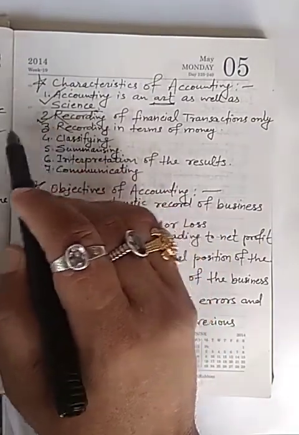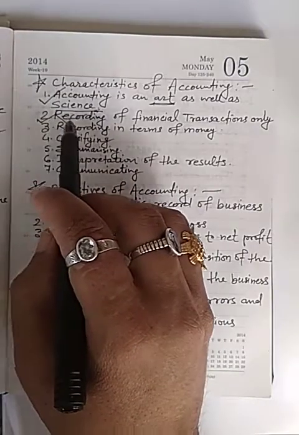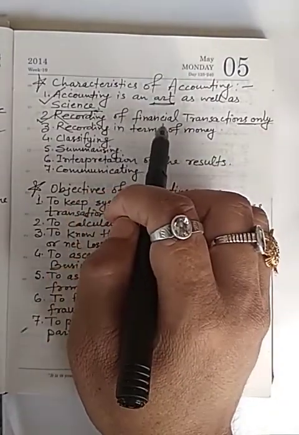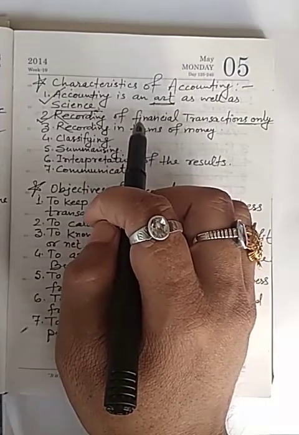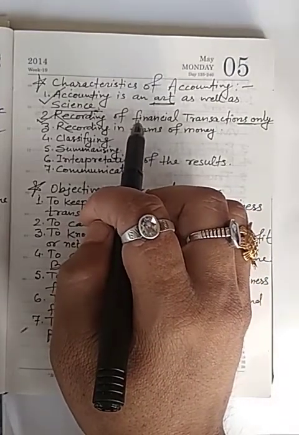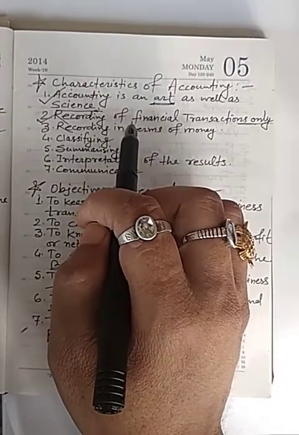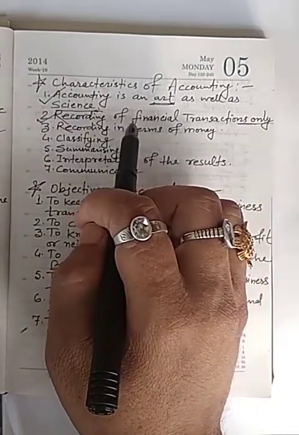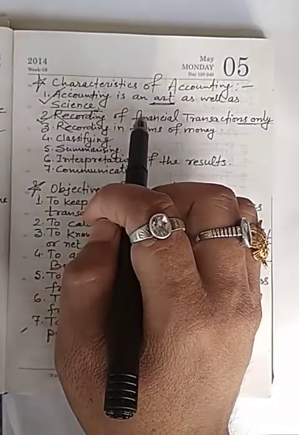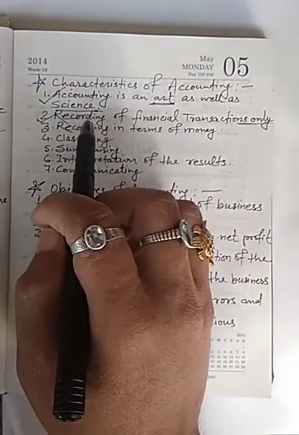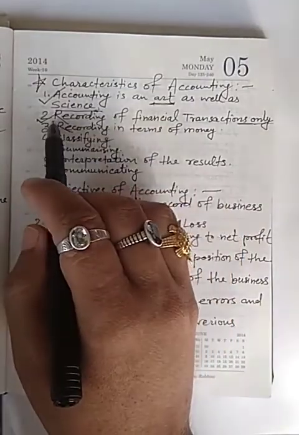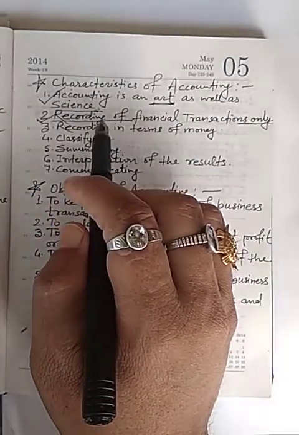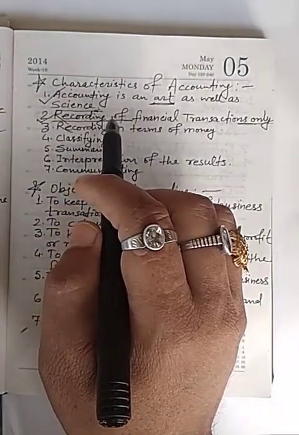Now I have the second characteristic: recording of financial transactions only. Accounting records those transactions which are only in the nature of finance. Only those transactions and events are recorded in accounting which are of a financial character.